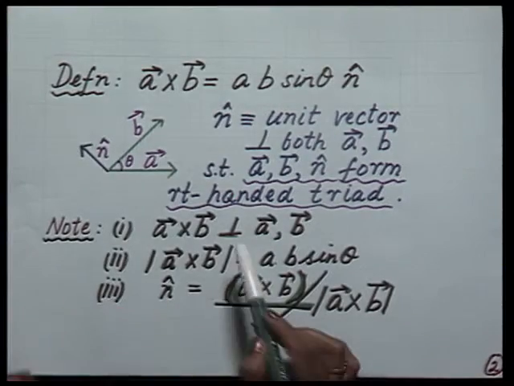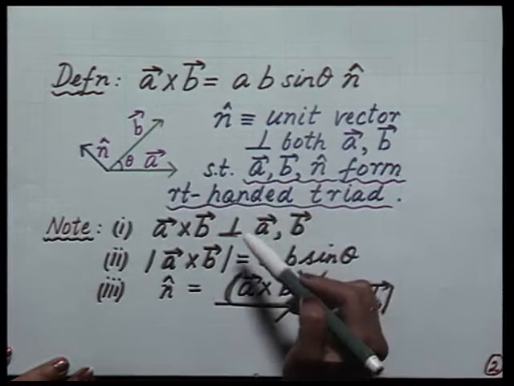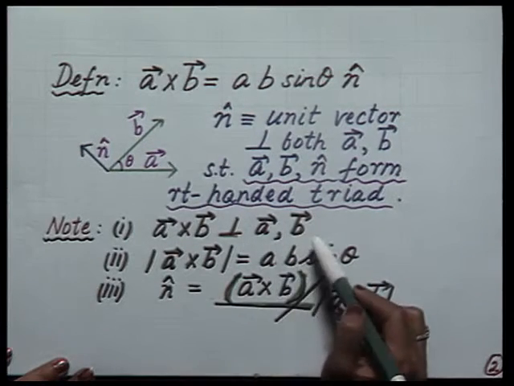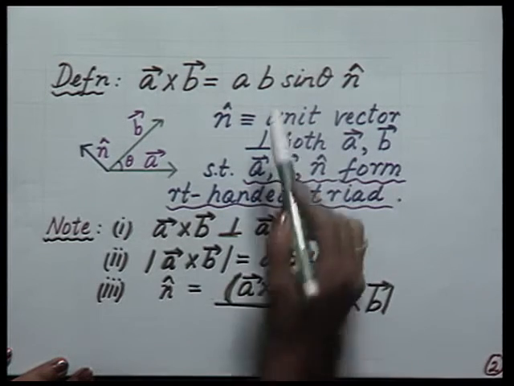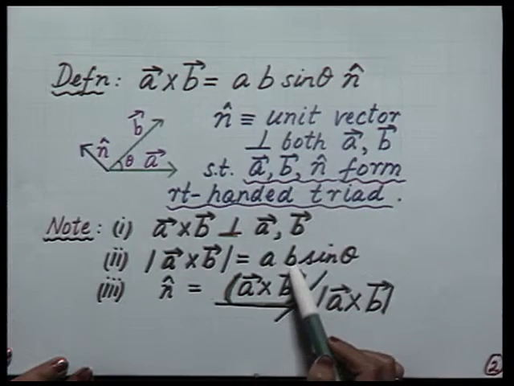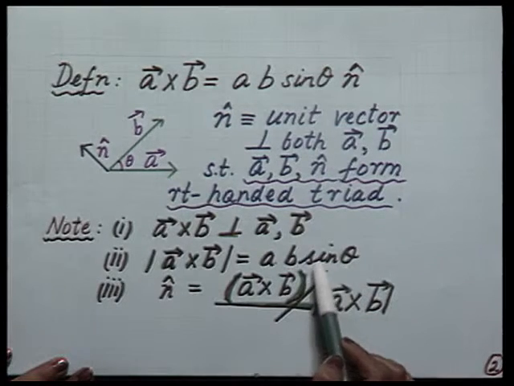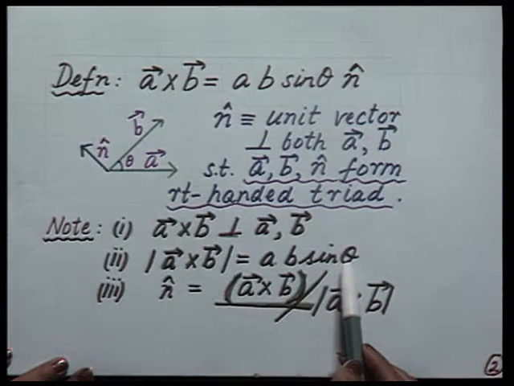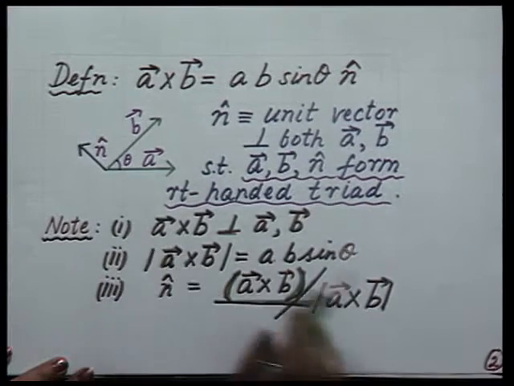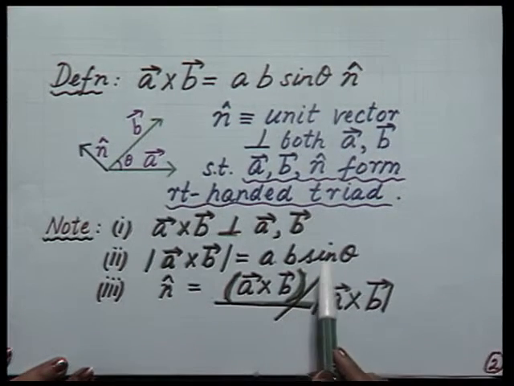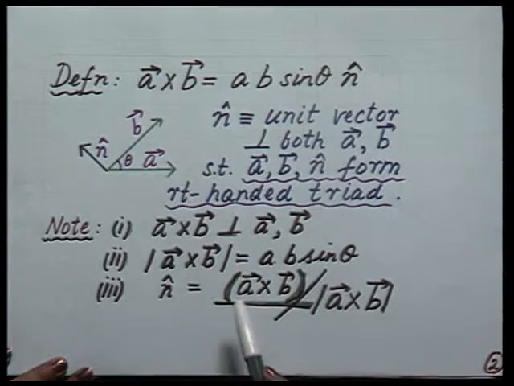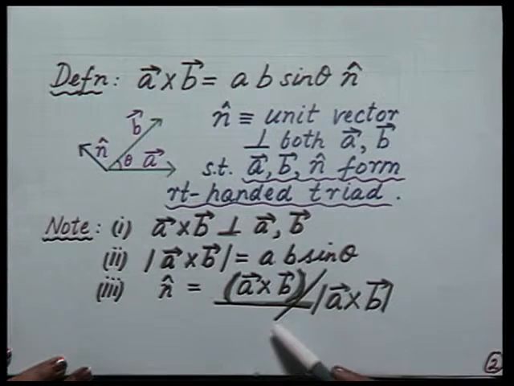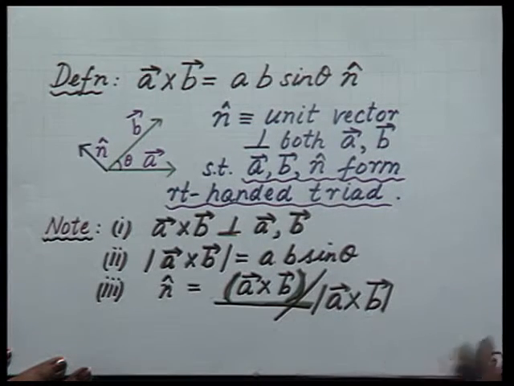Note that A cross B is a vector which is perpendicular to both A and B. The magnitude of A cross B is magnitude of A into magnitude of B into sine theta. Note that sine theta will be positive because the smaller angle theta between A and B will lie between 0 and 180 degrees. And the unit vector can be written in terms of A cross B as the vector A cross B divided by the magnitude of A cross B.